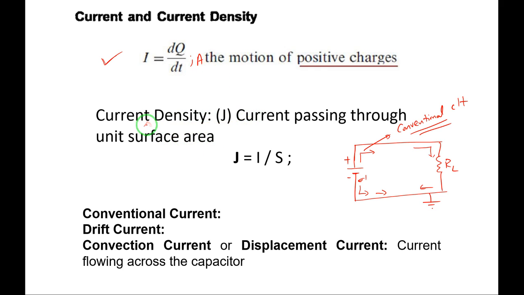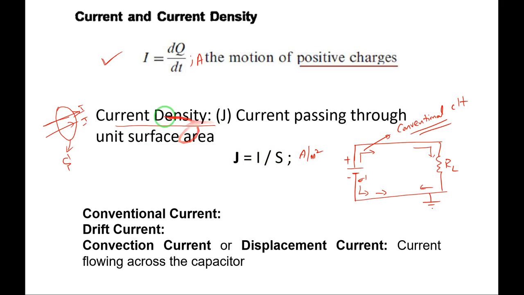Then we will define the next term, that is current density J, right? The current passing through unit surface area. Yes, if I consider any surface, okay, if I consider this surface, the current passing through unit surface area. Let me assume that the current is flowing in this direction through this surface, right? This is the surface area, right? So current I is flowing in this direction, right? Current passing through unit surface area, we call it as current density, right? Okay, what is the unit? Ampere per meter square, right?